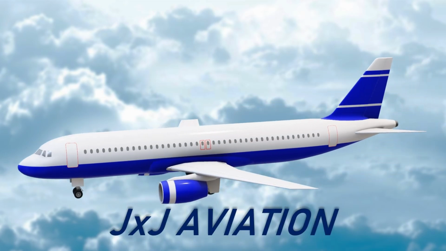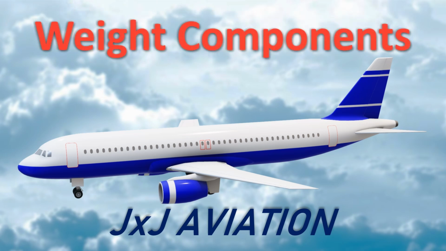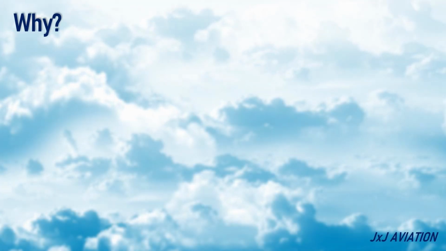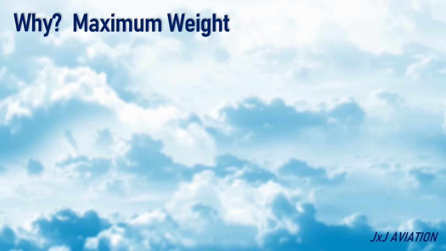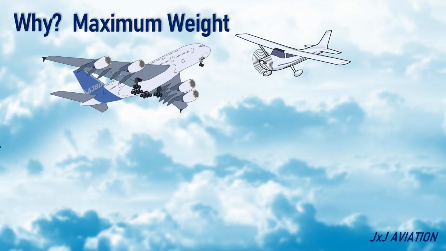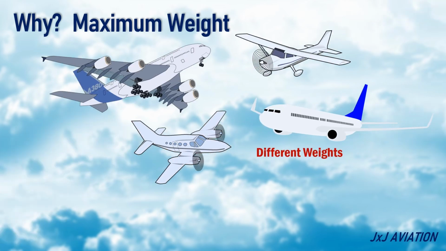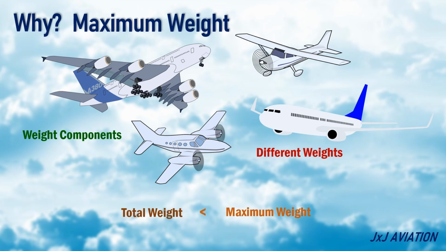In this video, we will be looking at the different weight components which make up the gross weight of an aircraft. First, let's understand why it is important to know the gross weight or the maximum weight of an airplane. Different aircraft have different weights. The total weight of an aircraft consists of individual weight components. After adding these individual weight components, the total weight which is obtained must be less than the maximum weight of an aircraft. This is important for two reasons.